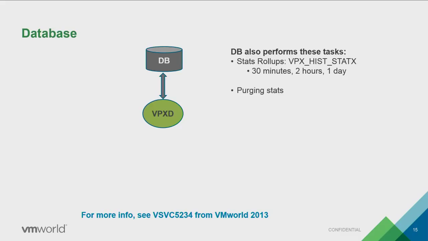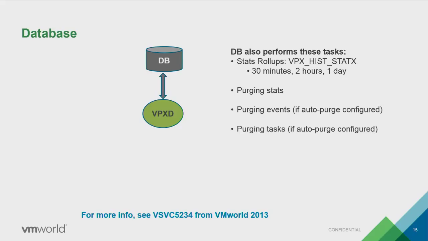In addition, when you have a past day statistic and it's been in the database for longer than a day, it gets purged. That purging occurs automatically within the database. In addition, if you've set up your events to automatically purge after, say, 30 days, 60 days, or 90 days, the database is responsible for that. If you set up tasks to automatically purge after a certain amount of time, that's handled by the database.